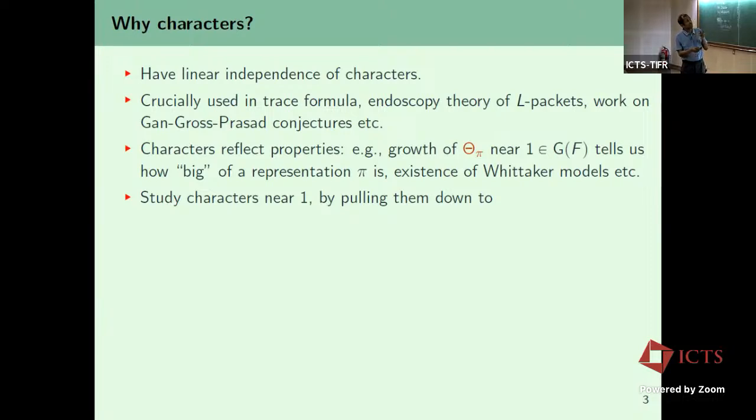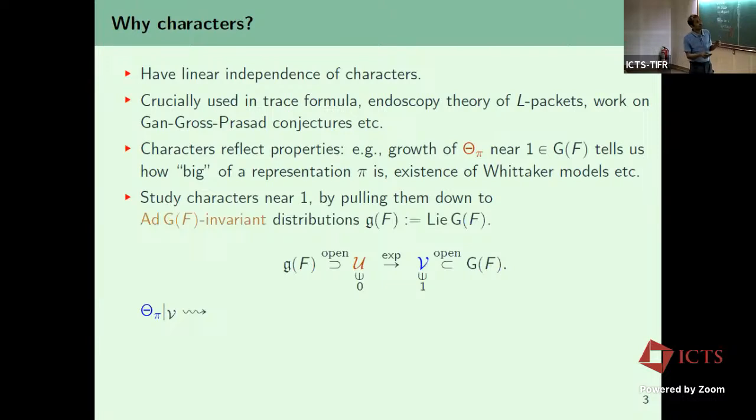So what does it mean to say that theta pi grows near 1? There is a way to study asymptotics of such characters, and that involves, unsurprisingly, you pull the character down from the Lie group to the Lie algebra using an exponential map. Okay, so here U and V can be taken to be invariant under the G(F) adjoint or conjugation action. Okay. So what you do is you restrict the character theta pi, the distribution character theta pi, to the open set V, and then using the exponential map, you just pull it back to U, the open neighborhood of the 0 element of the Lie algebra.